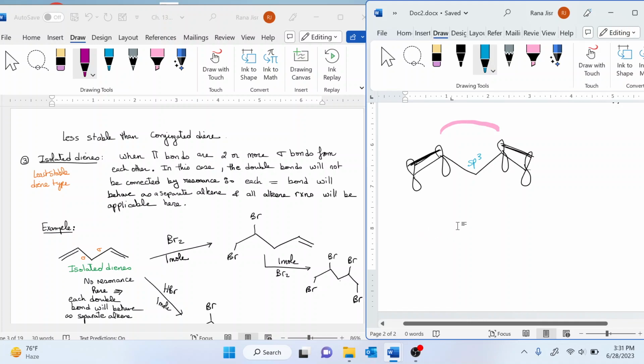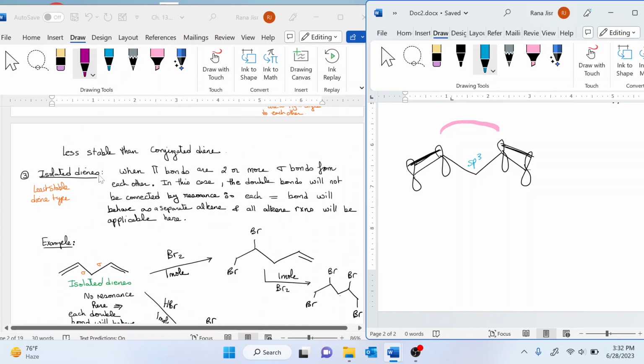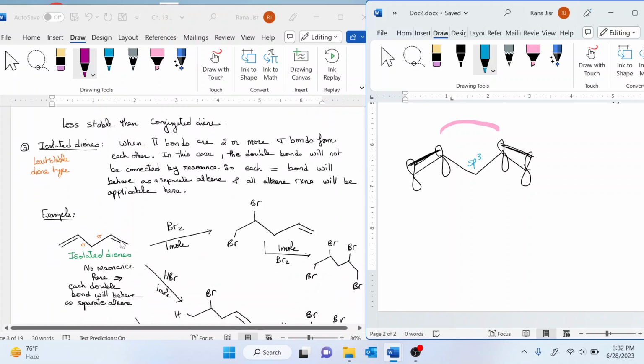So all the reactions of the alkenes that we talked about do apply for isolated dienes. It depends on how much you want to use, 1 mole or 2 moles. Do you want to do a reaction on just one double bond, or do you want to do a reaction on both double bonds? As I said, isolated dienes are the least stable form of diene because the double bonds are not connected whatsoever. They are very far away from each other.